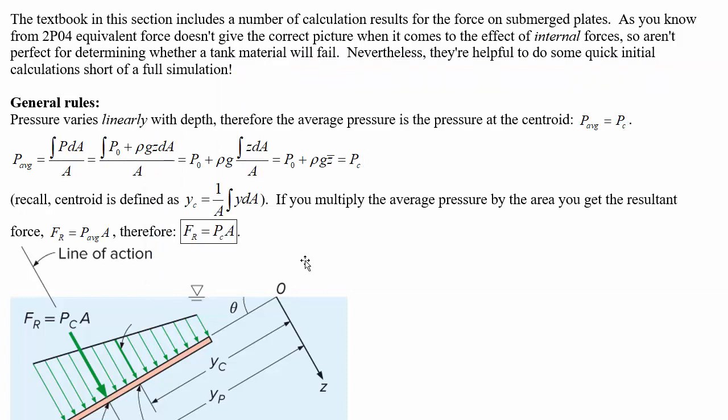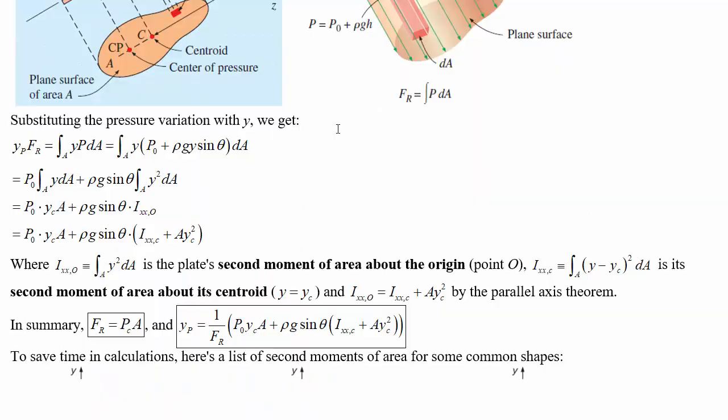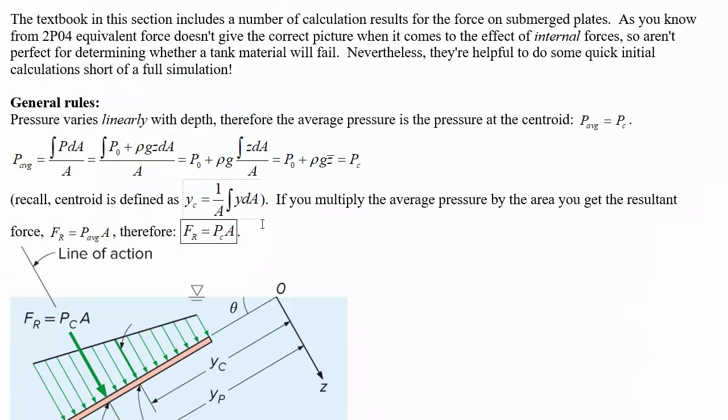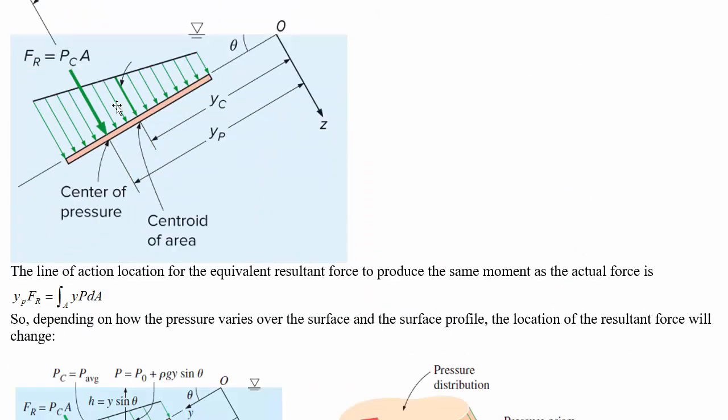Why is that helpful? Well, because if we have a way to figure out the centroid, and that's often obvious from looking at the shape or maybe using some of the formulas that we've got down here, then you can get the resultant force by just multiplying whatever the pressure is there by the area. Okay, now where do we put this line of action?